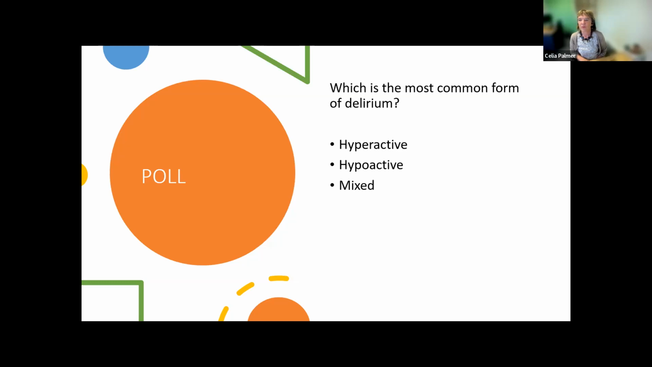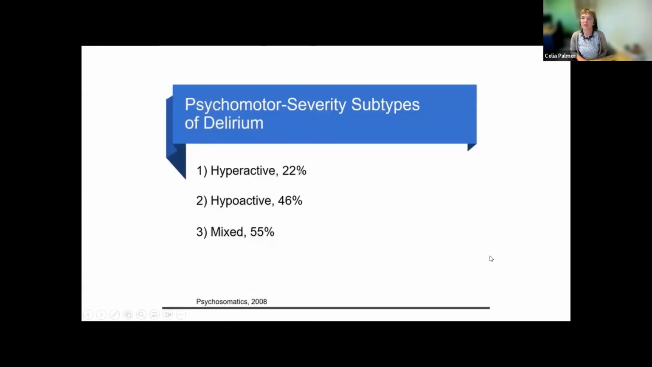Okay, so we've got quite a mixed bag here. We've got 38% saying hyperactive, 18% hypoactive, and 44% mixed. So mixed, hyperactive, and hypoactive being the most common. Actually, what we find is that mixed, I think people did pretty well there, identifying that as a pretty common one, but hypoactive is much more common than we think.